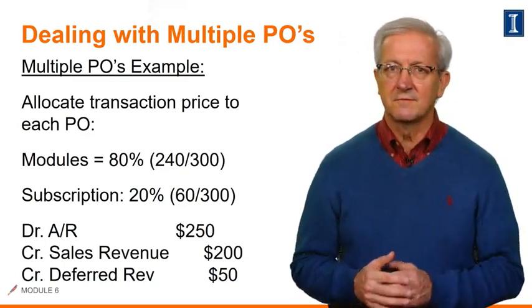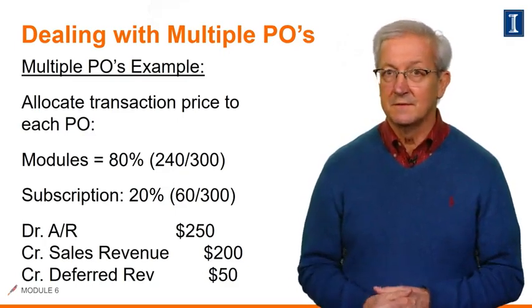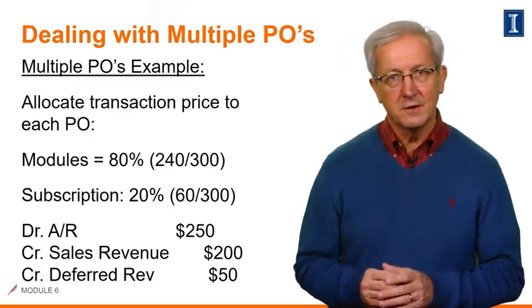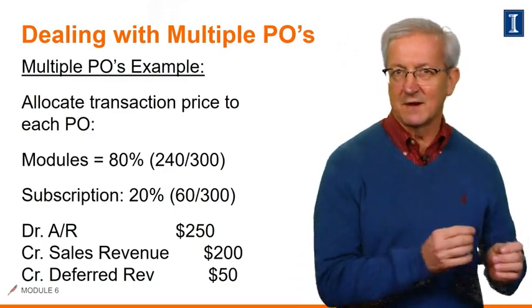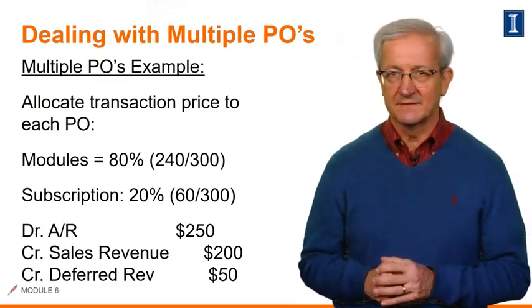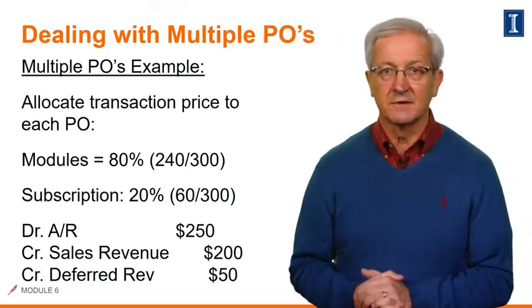Hopefully you've just followed through the various calculations I've just reviewed. The key point here is that with multiple POs, I need to allocate this transaction price on some equitable basis, such as standalone selling prices.